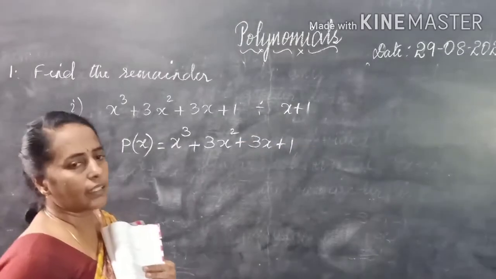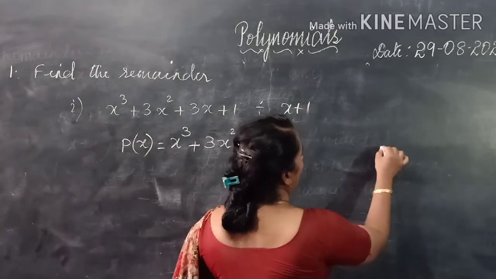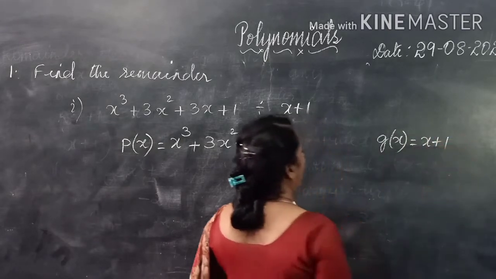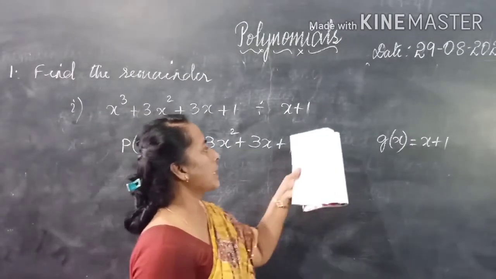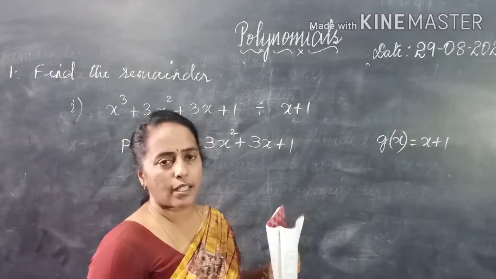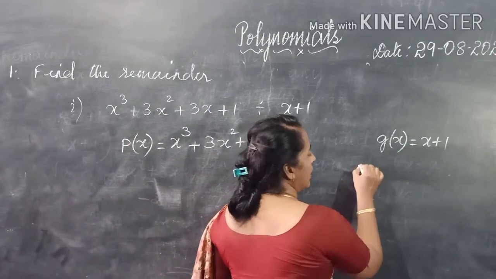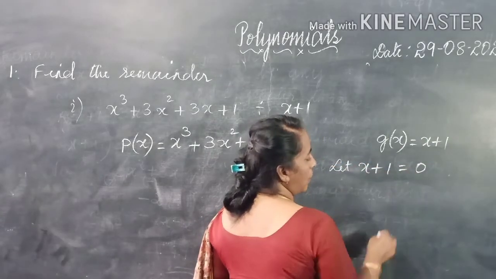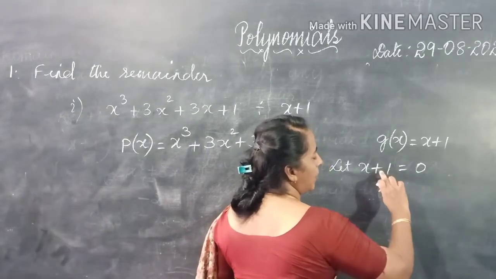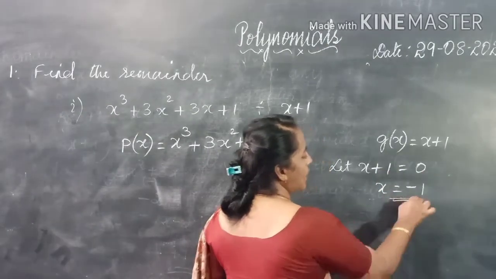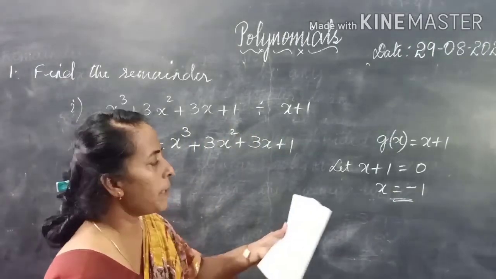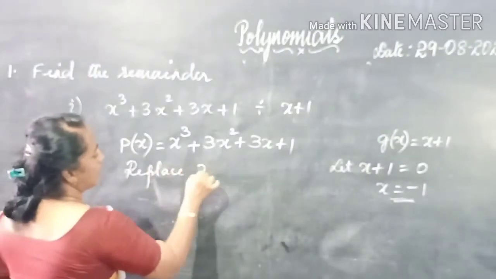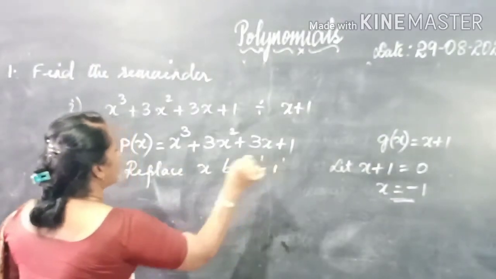So what is the divisor here? The divisor is x plus 1. Let us take that as g of x equals x plus 1. Now you have to take this divisor and get the value for x. So you equate this divisor to 0. Let x plus 1 equal 0. So x will be equal to minus 1. So we got the value of x. Now replace x by minus 1. So what do you get here?